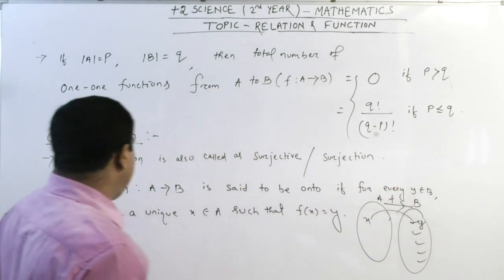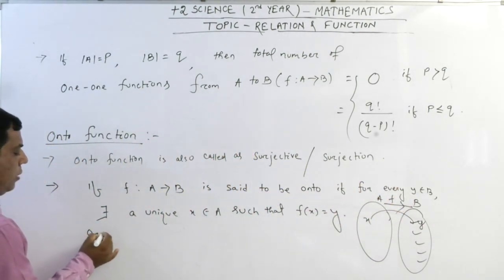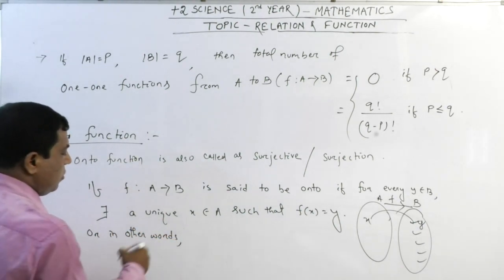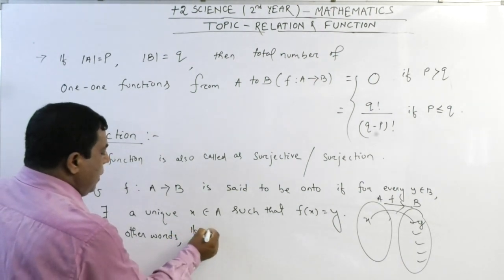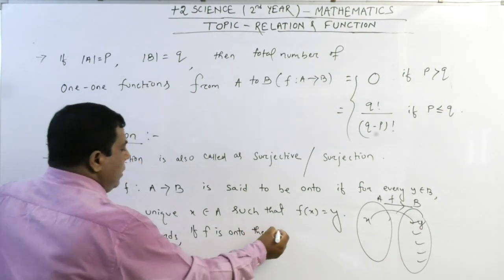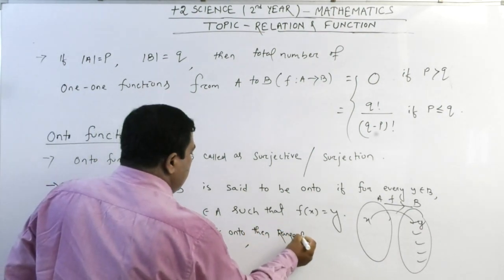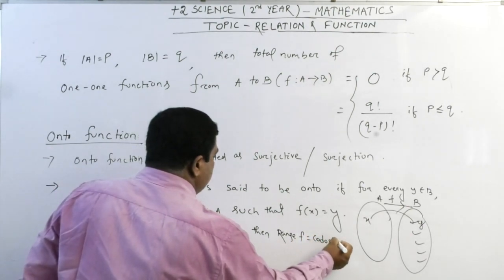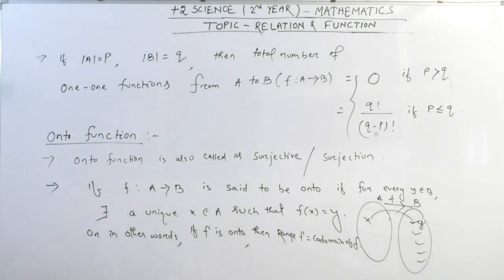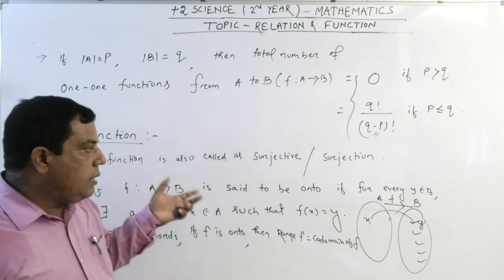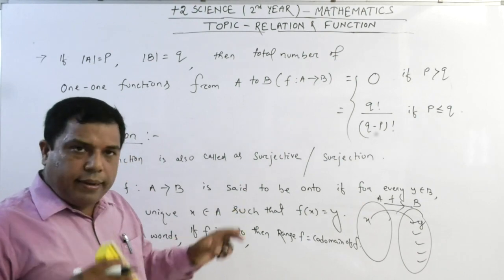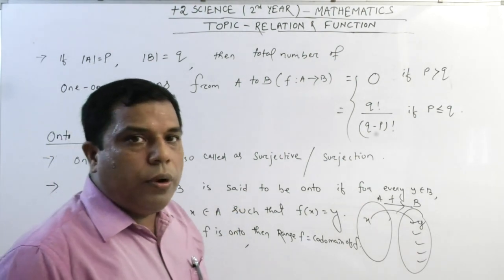Or in other words, if f is onto, then range of f equal to codomain of f. The range is equal to the codomain. The range set is equal to the codomain set. Then that function is said to be onto. Clear? Later on we will show it by more examples.